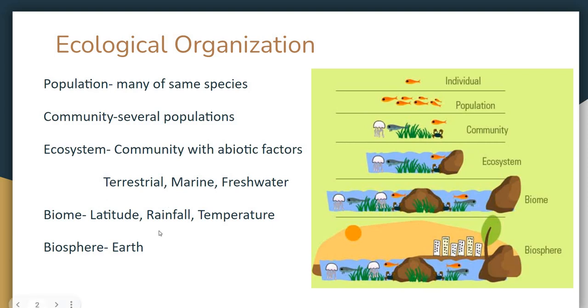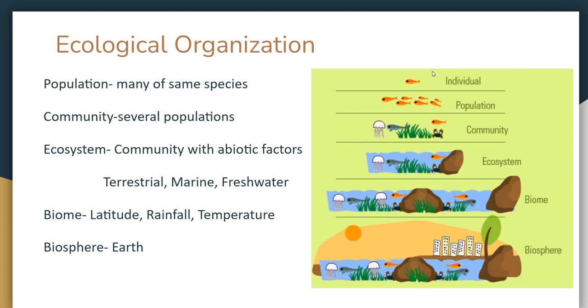And then a very large ecosystem would be called a biome. Later on, we'll talk about different types of biome. We're, for example, in a coniferous forest. And biomes are determined by three abiotic factors: latitude, that is their position in the world, rainfall, and temperature. And finally, there's one biosphere that contains everything, and that's the planet Earth.